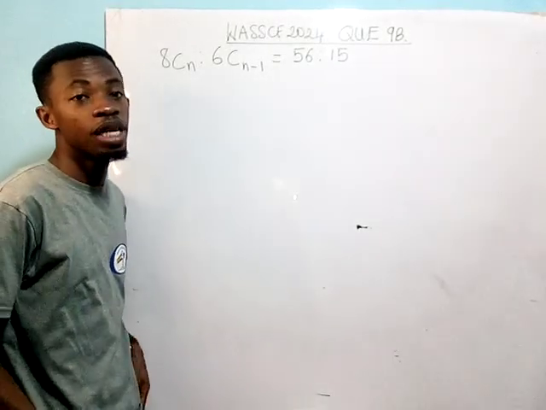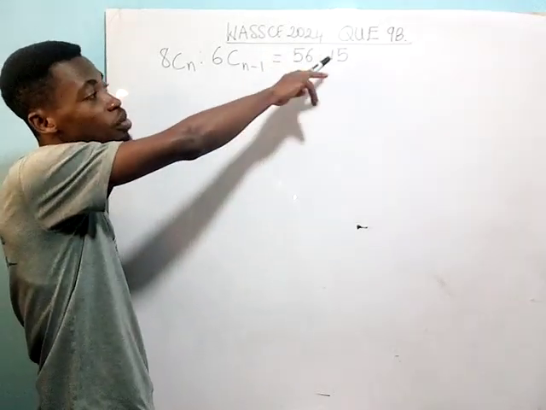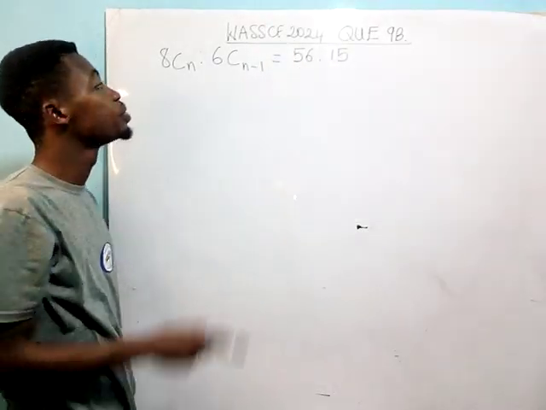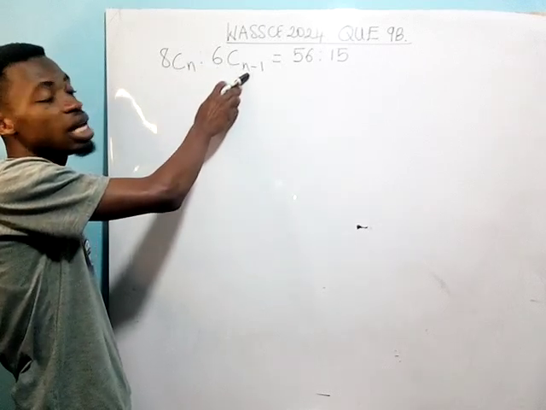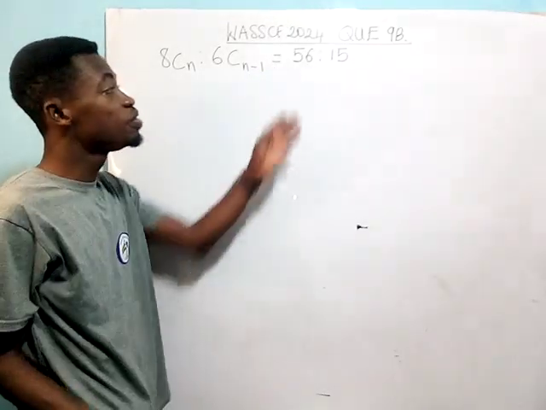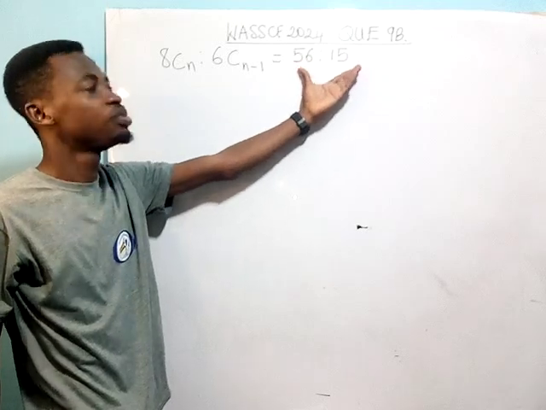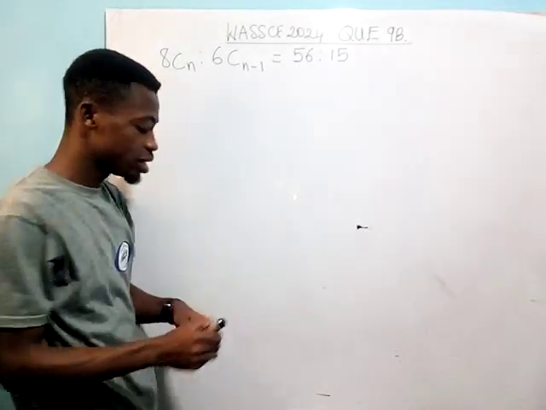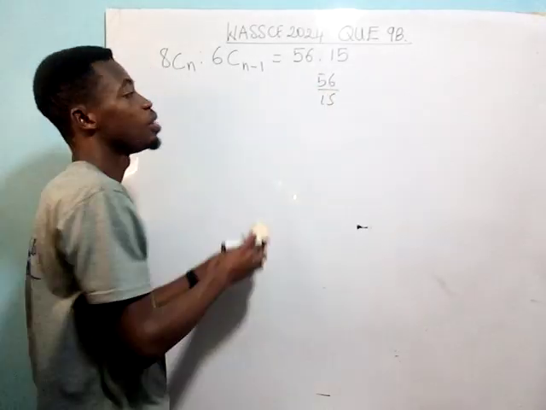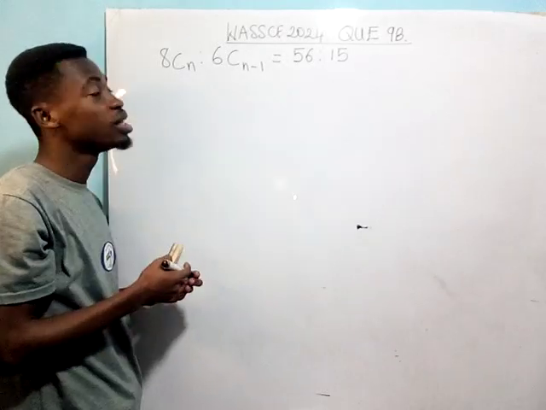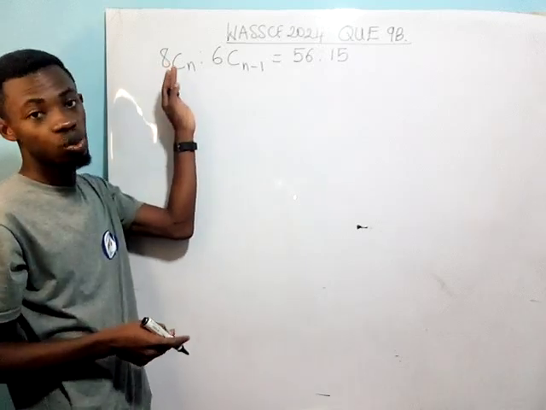Okay, this is Florence, the mathematics user, and we are solving the elective math WASSCE 2024, question 9b. It says 8 combination n over 6 combination n minus 1 is equal to 56 over 15. This part is very simple because we can rewrite it as 56 on 15. But the part which is a bit tricky is what we have here, so we'll take our time and break this one down.